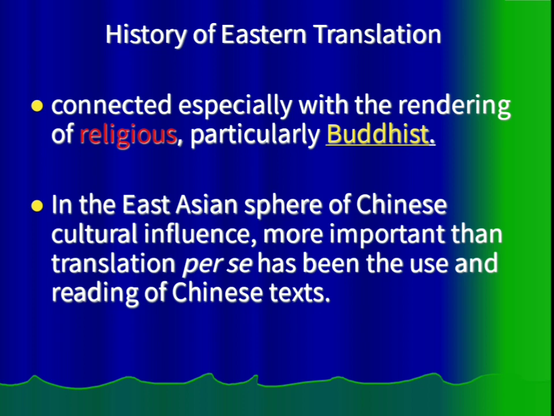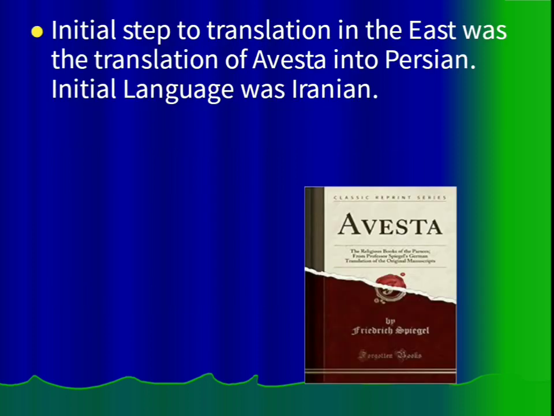Now let's move to the history of Eastern translation, which is connected especially with the rendering of religious texts, particularly Buddhist. In Asia, especially Chinese culture influenced translation. An initial step of translation in the East was the translation of the Avesta into Persian. The initial language was Iranian. It was translated into the Persian language.